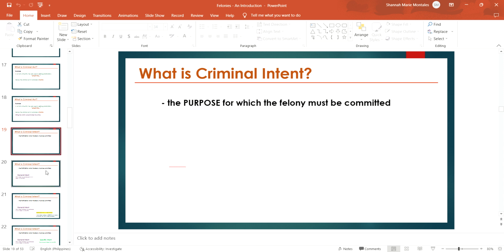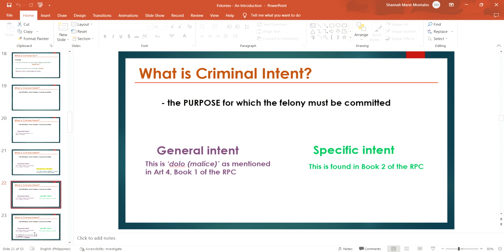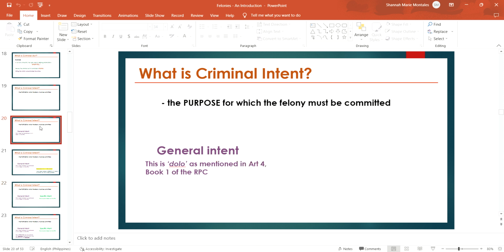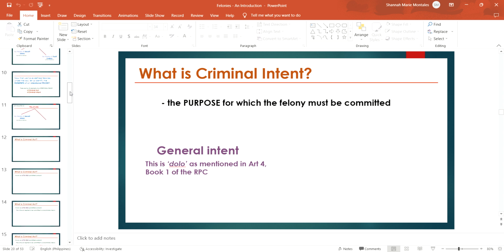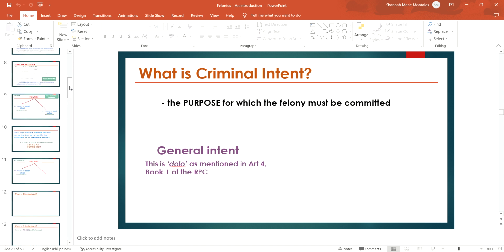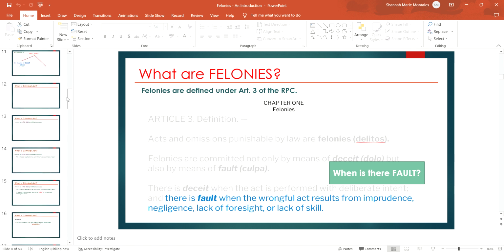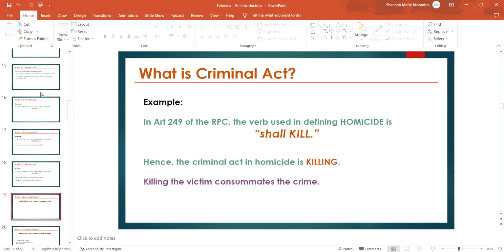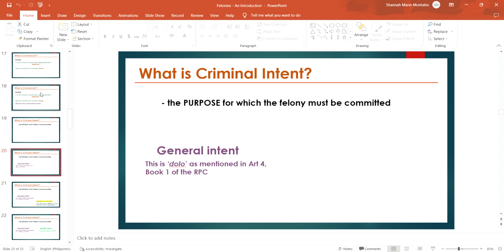So, under the law, there is general intent. May tinatawag na general intent. Meron din tinatawag na specific intent. Okay? Ano ba ang general intent muna? Ito yung dolo or the deceit as mentioned in Article 4, Book 1 of the RPC. So, yun yung na-define natin. I will go to Article 4. Article 4, Book 1, we will define that later on.